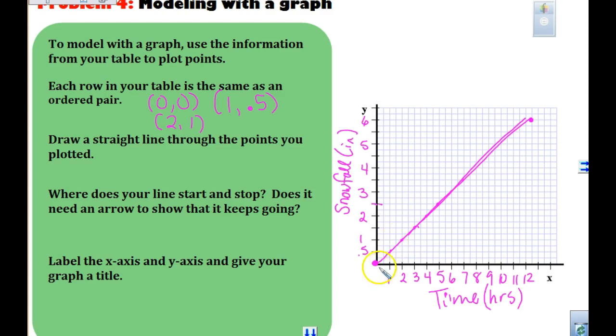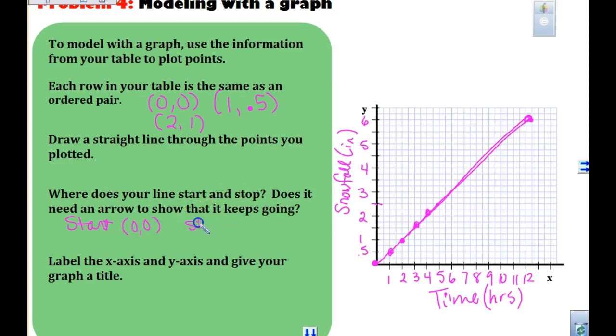Starting at 0, 0, 1, 1/2, 2, 1, 3, 1.5, 4, 2, and you're going to keep going up so that you have points all the way along here. And then take maybe the edge of your notebook or your workbook and draw that line. And the question says, after we draw the line through all our points that are plotted, where does the line start? So our start point was at 0, 0, the origin.